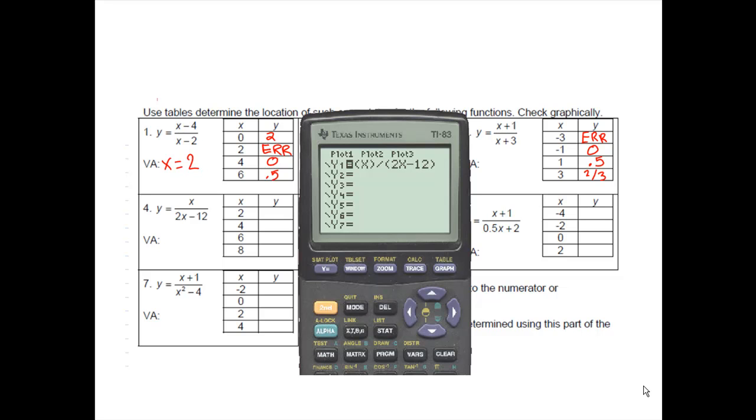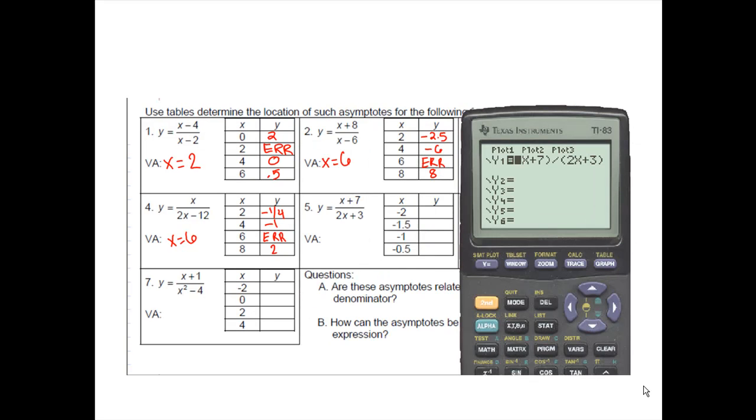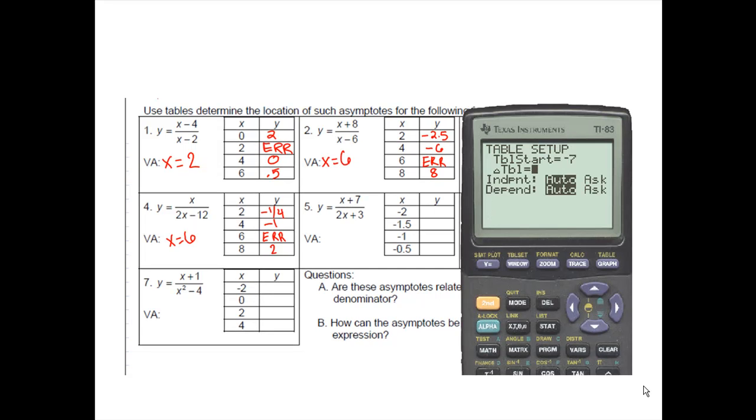Number 4, Y equals X divided by 2X minus 12. Second graph takes you to the table, and we find out that when X is 6, this is when you have your vertical asymptote. Next, X plus 7 divided by 2X plus 3. Now this one's a little bit different because of the table. It goes by 0.5. Let me show you how to change that.